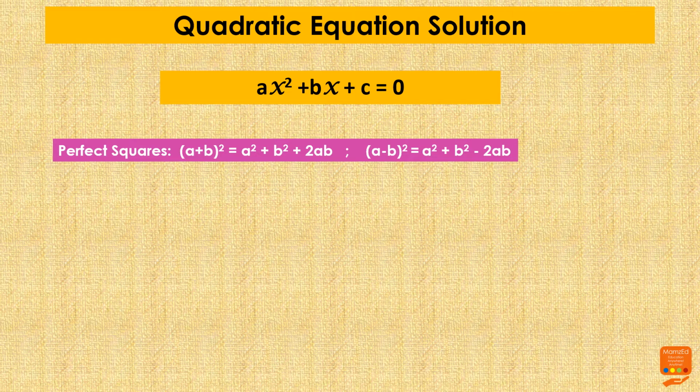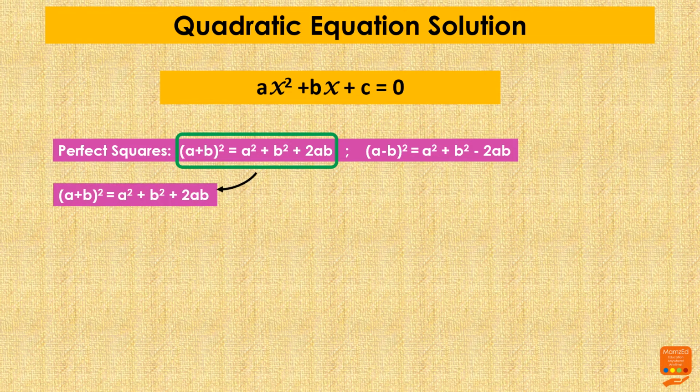Now our quadratic equation resembles more (a plus b) whole squared, which is equal to a squared plus b squared plus 2ab. This is because none of the terms in our quadratic equation is negative, and none of the terms in (a plus b) whole squared is negative. So we will use (a plus b) whole squared as a reference equation to derive the quadratic formula.